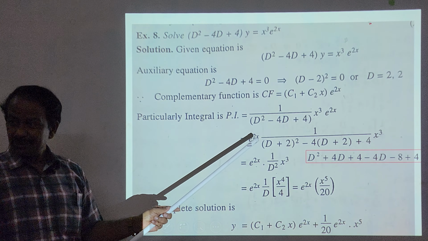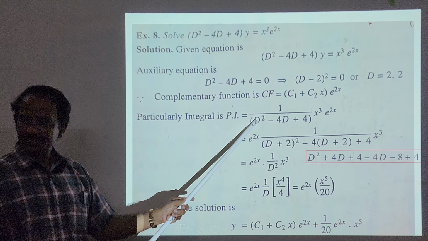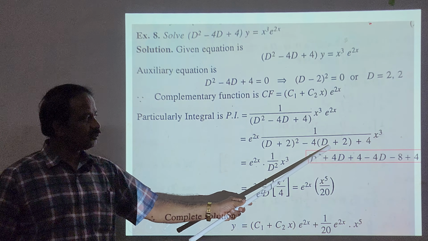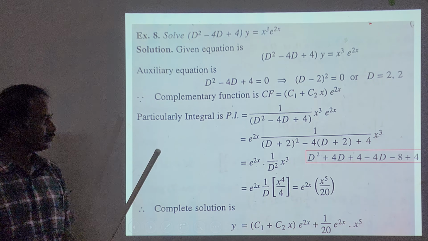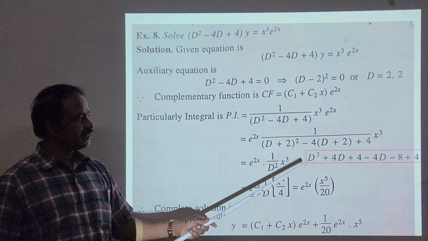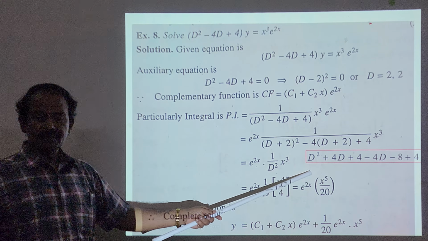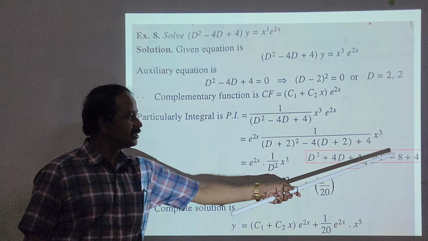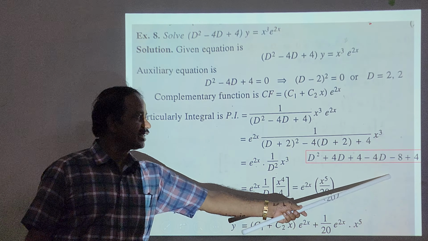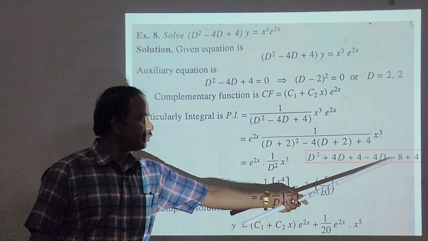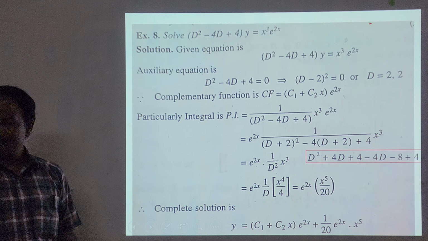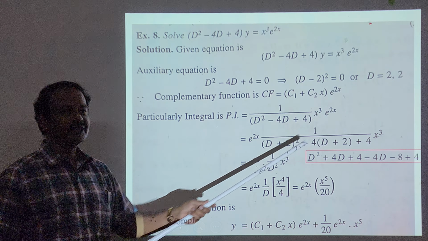Then to find the particular integral, 1 divided by your auxiliary equation multiplied by x cube e to the power 2x. We can pull e power 2x this side, as I said earlier. Then you have to write d plus 2 wherever you find d. See, d plus 2 whole square minus 4 times d plus 2 plus 4. Expand: d square plus 4d plus 4 minus 4d minus 8 plus 4. The 4d gets cancelled, 4 plus 4 minus 8 is 0. So you will get only d squared alone.